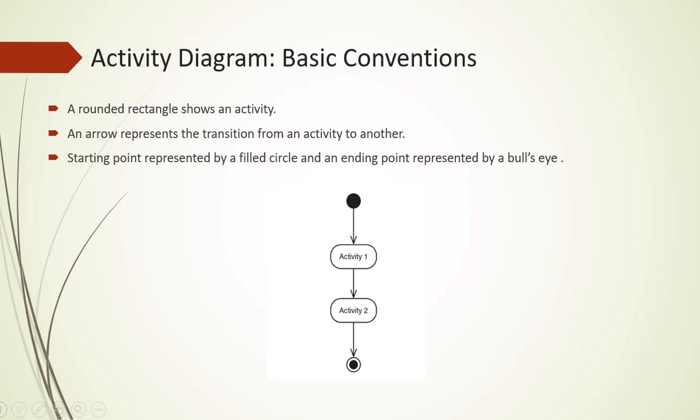Every activity diagram must have these four things: the start, the end, the arrow and activity. The rest are not necessary. Maybe these four are enough to represent the whole system, but the system activity diagram must have these four basic conventions.